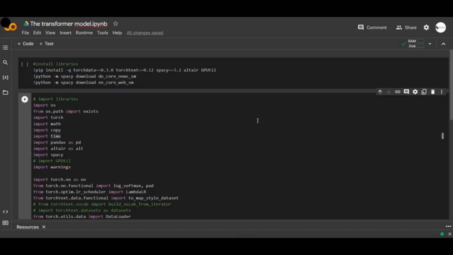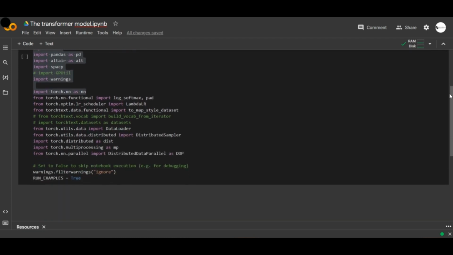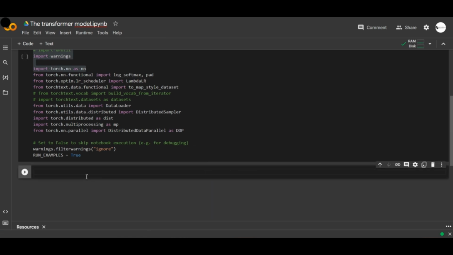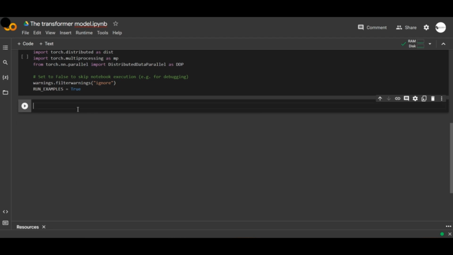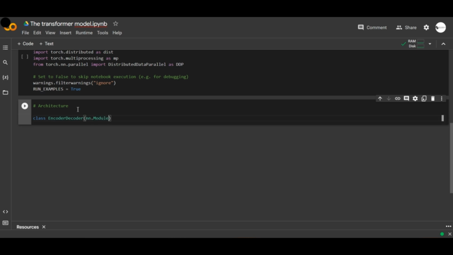So now we're going to go through the code. What I've already done is import all the libraries that we're going to need, and made the necessary installation from the spaCy library. Some of these libraries we're going to use in the training portion. The first thing I'd like us to do is to have a high-level architecture. We're going to have the encoder and the decoder, and we're going to inherit from the module.